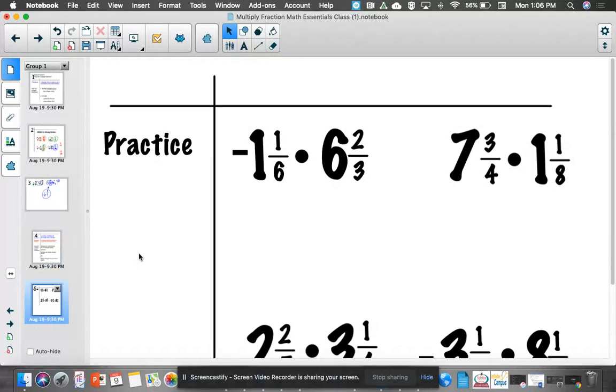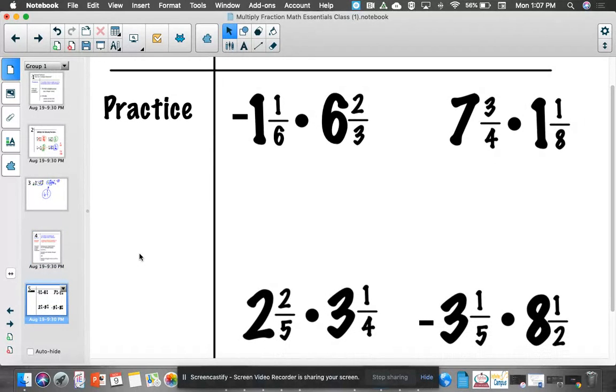So finally, it's your turn to practice. First, you will do negative 1 and 1/6 times 6 and 2/3, then 7 and 3/4 times 1 and 1/8, then 2 and 2/5 times 3 and 1/4, and negative 3 and 1/5 times 8 and a half.